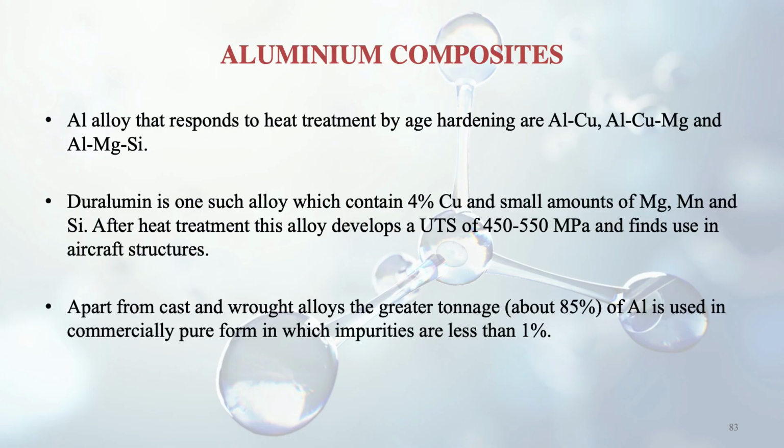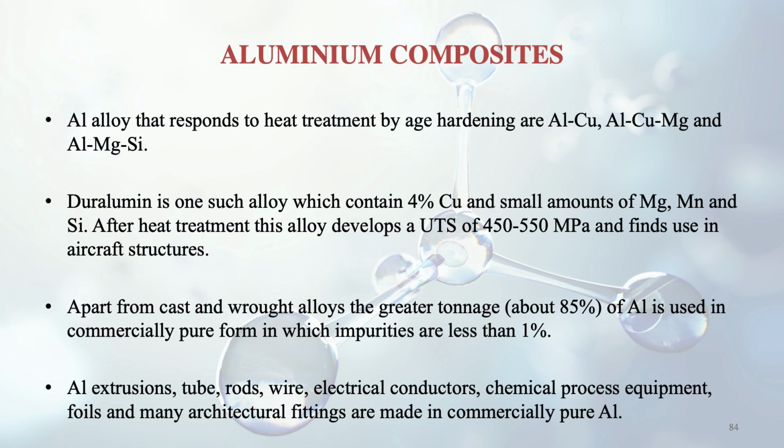Apart from cast and wrought alloys, the greater tonnage, about 85% of aluminium, is used in commercially pure form, in which impurities are less than 1%. So aluminium extrusions, like tubes, rods, wire, electrical conductors, chemical process equipment, foils and many architectural fittings, are made in commercially pure aluminium only.